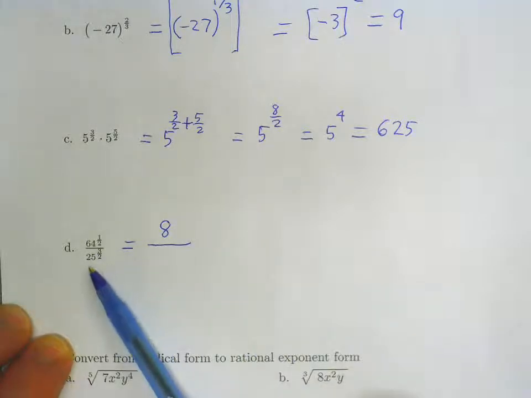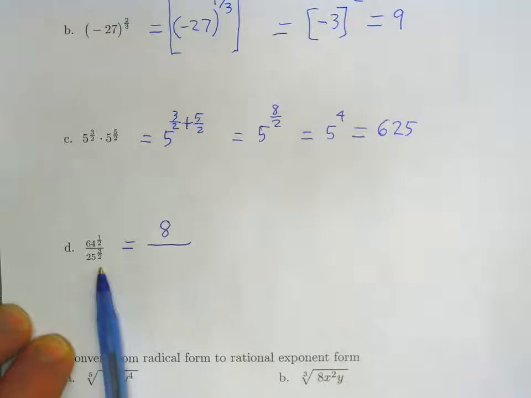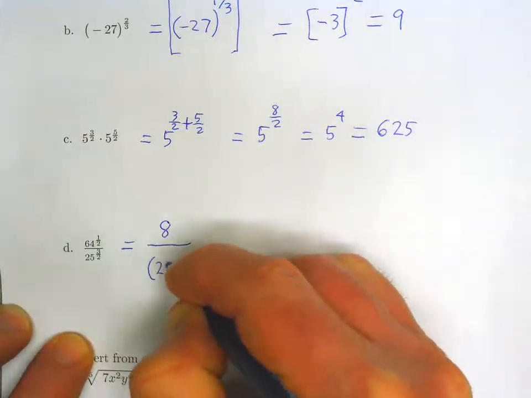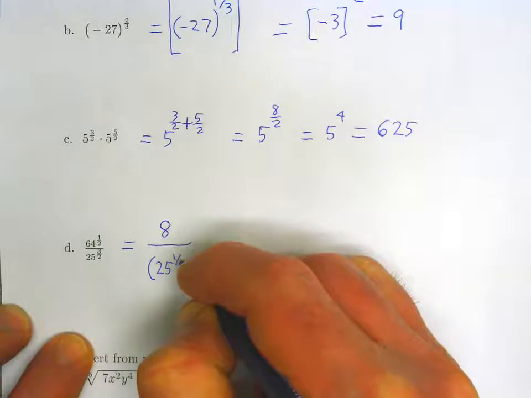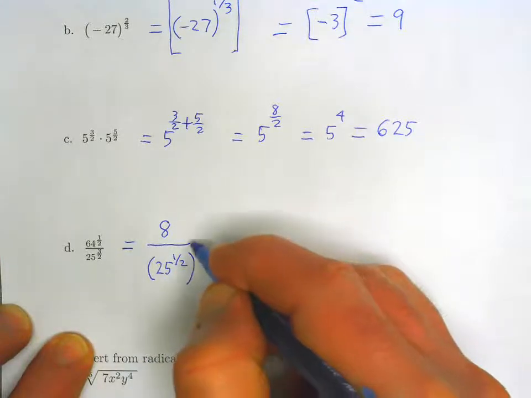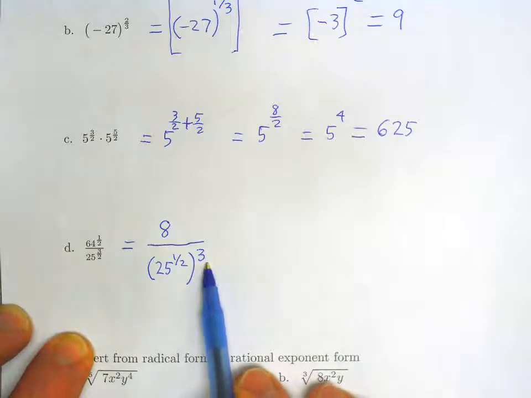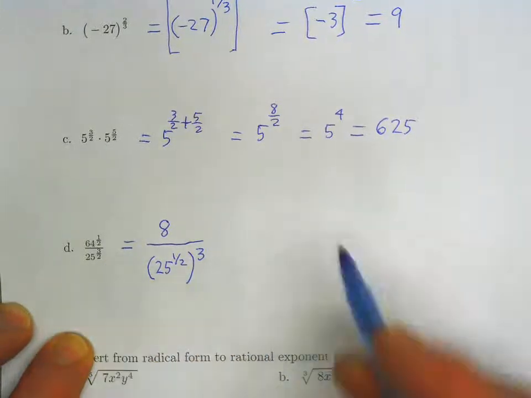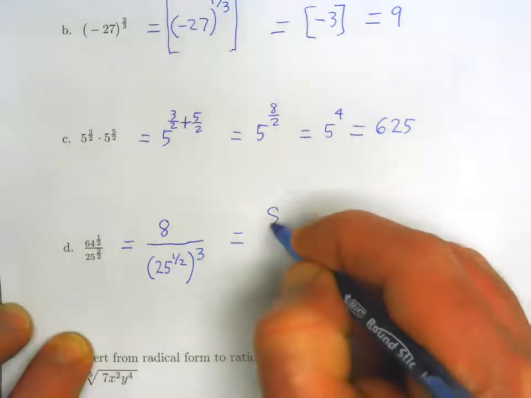In the denominator, it's a little more complicated. 25 to the 3/2. Well, the denominator of the exponent is 2. So that implies computing the square root of 25, and then afterwards raising it to the exponent 3, and then verify 3 times 1/2 is 3/2. Okay, so we're a couple of steps away.